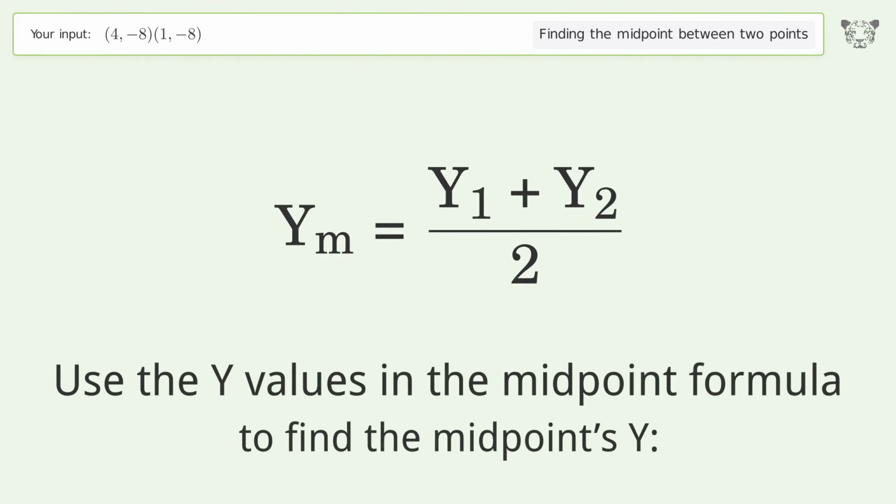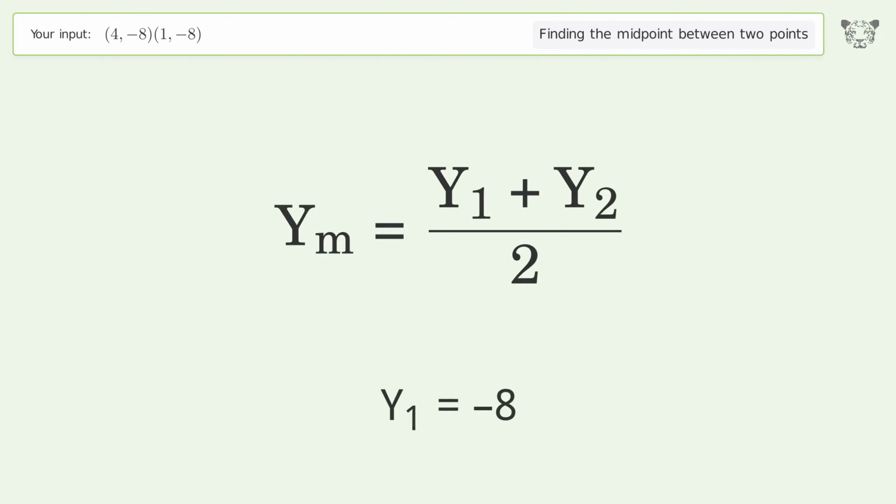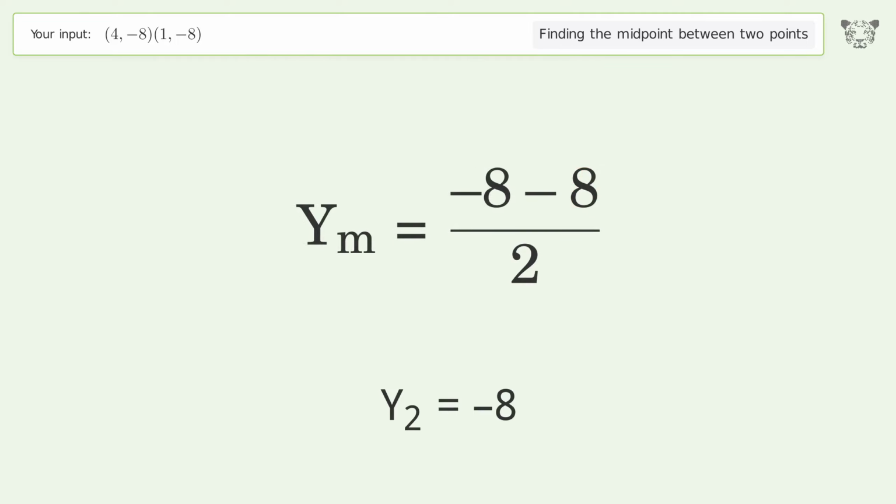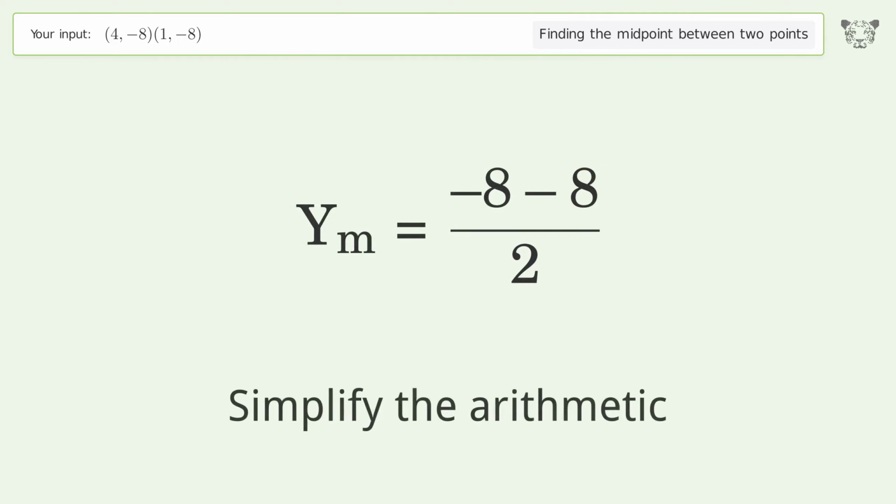Use the y values in the midpoint formula to find the midpoint's y. y1 equals -8. y2 equals -8. Simplify the arithmetic.